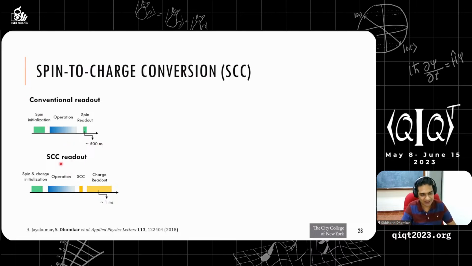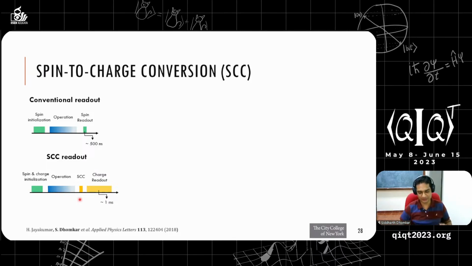Okay. So now the idea is this. The idea is that you do the same thing, but at the end of this quantum operation, you convert your spin information into charge information. Okay.